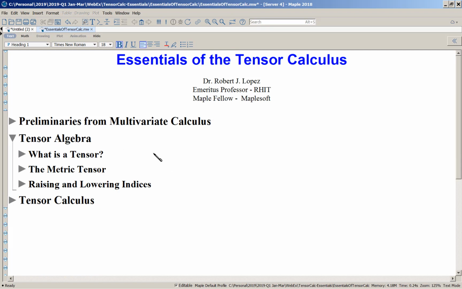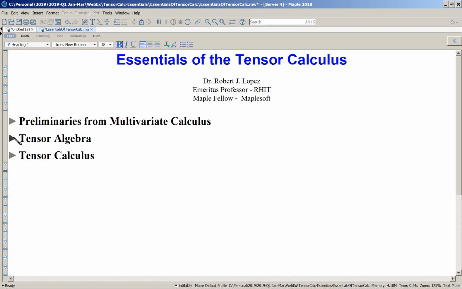The second third is the tensor algebra, or the manipulations on tensors themselves. And so there I will address what is a tensor. Then you have this thing called a metric tensor, and what is this business about raising and lowering indices. So that would be the third webinar.